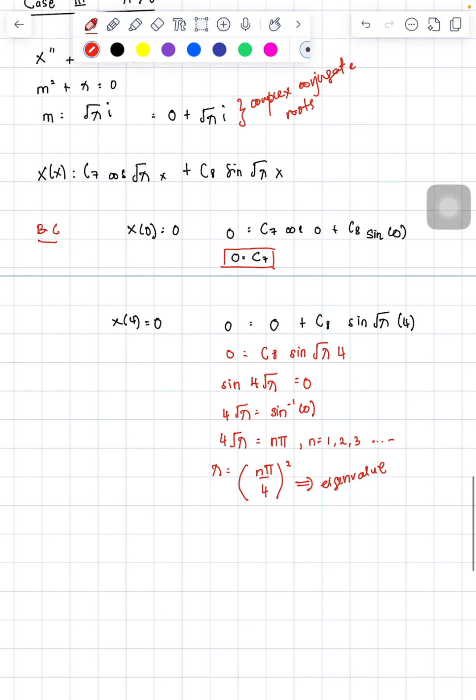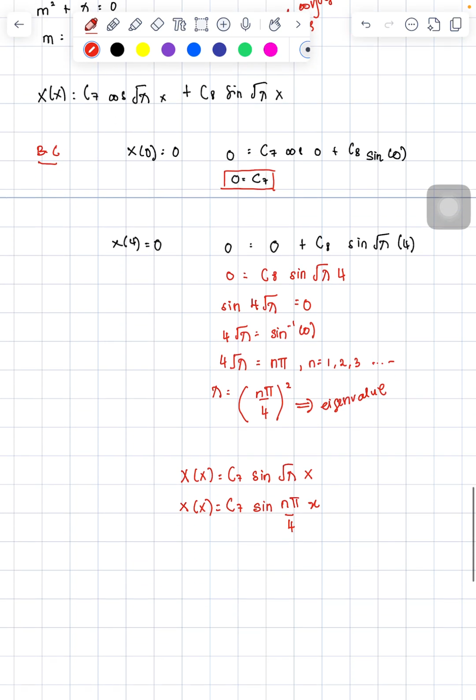So our X(x) is C7 sin root lambda x. Okay, so we substitute lambda with n pi over 4 squared. So root lambda equals n pi over 4 x. This is our X(x). Okay, now for T.